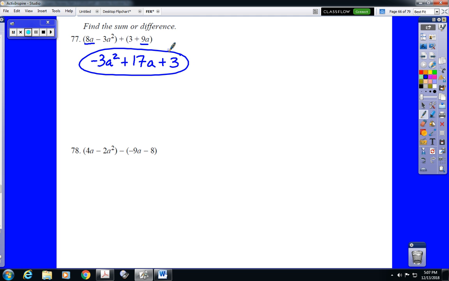Now, when there's a negative sign in between, we have to actually distribute negative 1 through the second set of parentheses. So we can drop the first set, but the second set we have to distribute. Then we combine like terms. So we'd have negative 2a squared plus 13a plus 8.